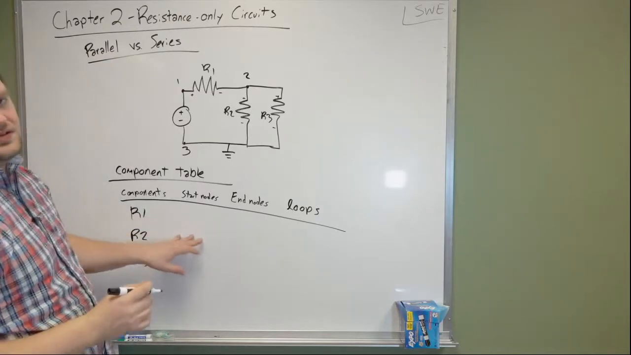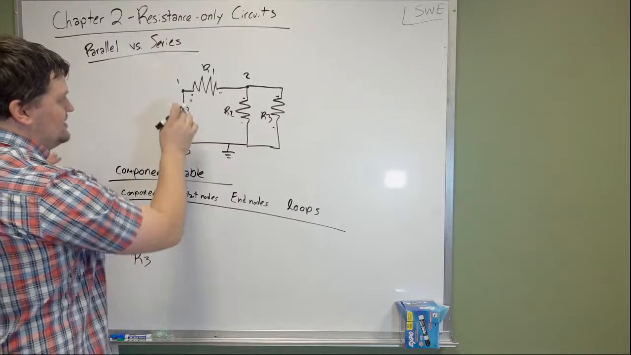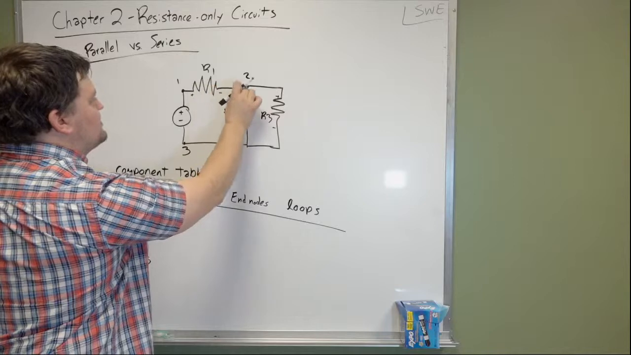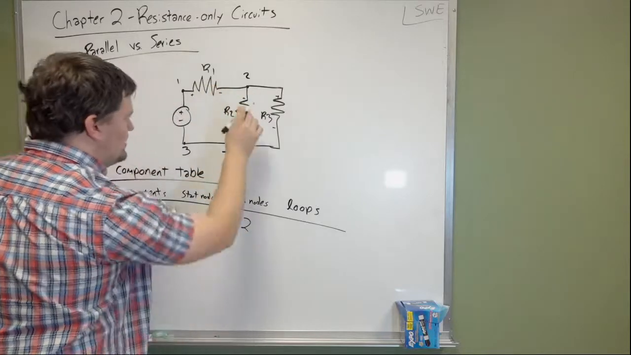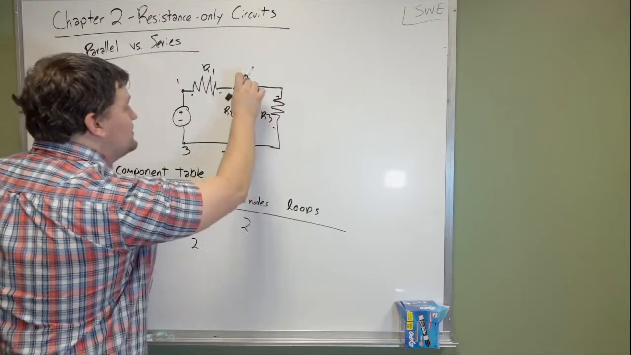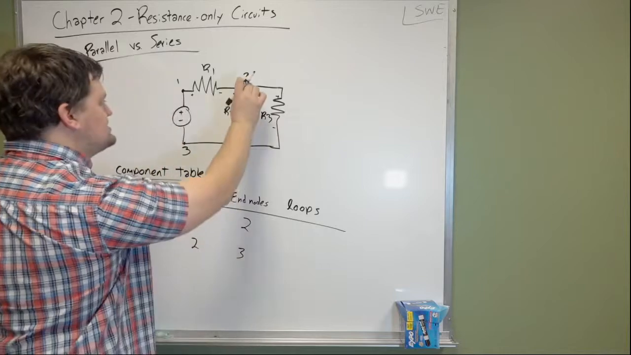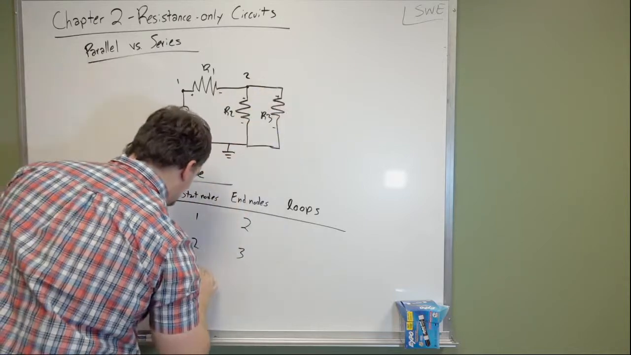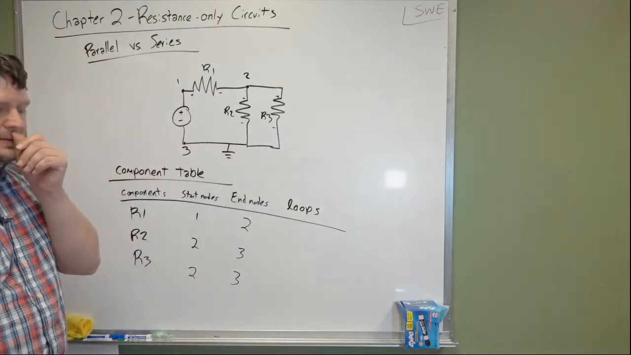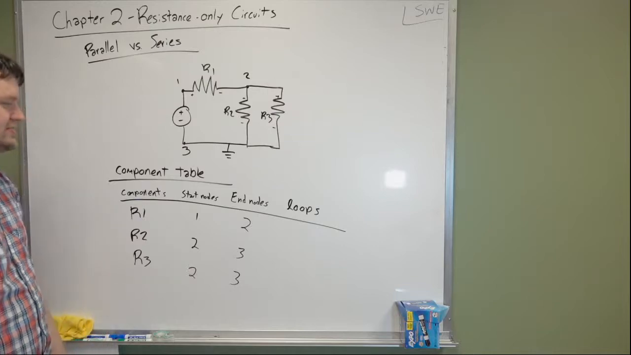Now the start node is just where the positive end is. The positive end of R1 is connected to node 1. The negative end of R1 is connected to node 2. The positive end of R2 is connected to node 2. The negative end of R2 is connected to node 3. The positive end of R3 is connected to node 2, and the negative end is connected to node 3. So nothing too groundbreaking here. It's just a little bit of organization.